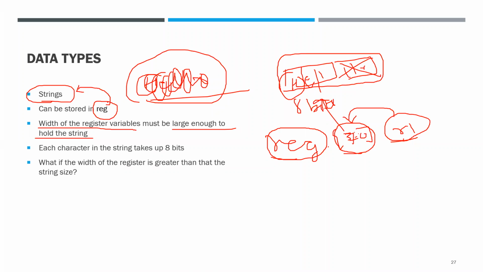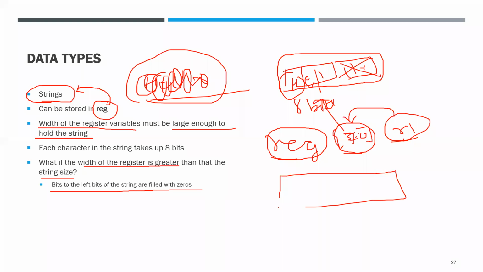Now, what if the width of the register is greater than the string size? These are just a few queries which can come in. The bits to the left of the string are filled with 0. That is, if the width of the register is greater than the string size, you start to store the string, and to the left of these bits it will be filled with 0.